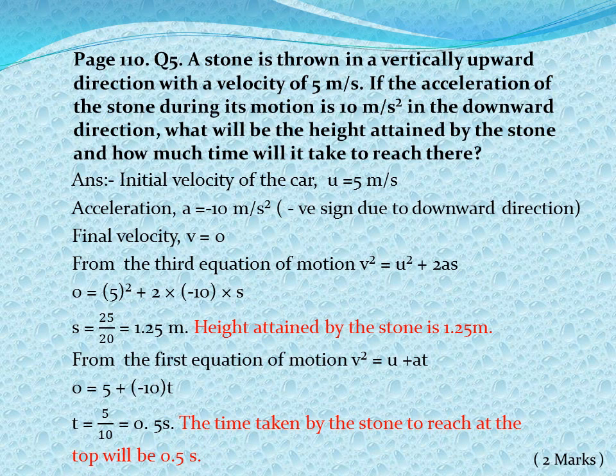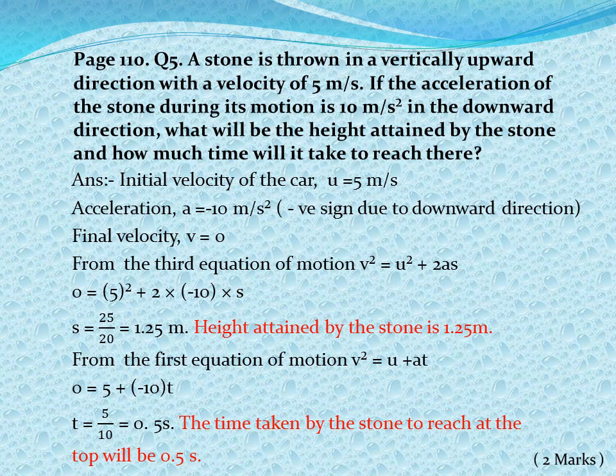Answer: initial velocity of the stone u equals 5 meter per second. Acceleration a equals minus 10 meter per second squared, negative sign due to downward direction. Final velocity v equals 0. From the third equation of motion, v squared equals u squared plus 2as, that is 0 equals 5 squared plus 2 into minus 10 into s. So s is equal to 25 divided by 20, 1.25. Height attained by the stone is 1.25 meter.